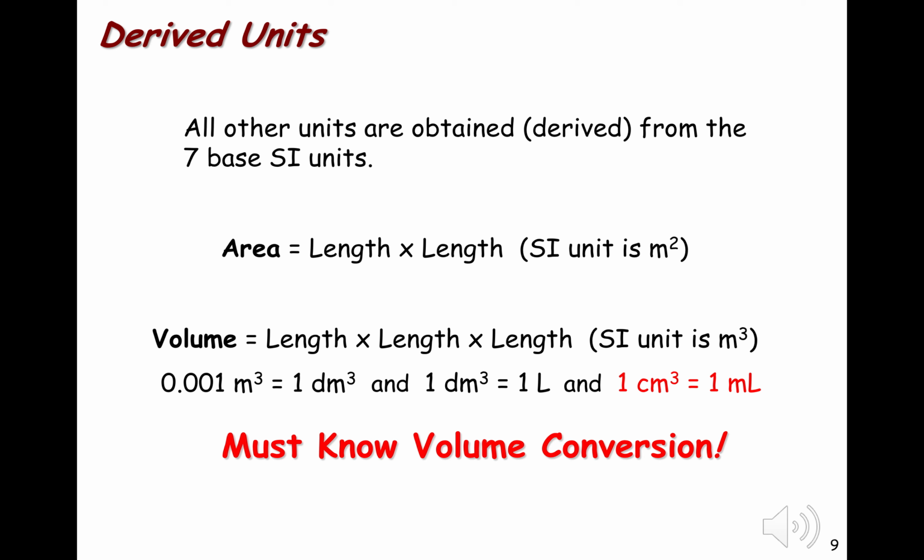So you should also be comfortable with converting between the cubic meter and the decimeter cubed. And you should also know that 1 decimeter cubed is the same as the derived unit, which we call the liter. Finally, the one that is absolute must know is the fact that a cubic centimeter is the same as 1 milliliter.